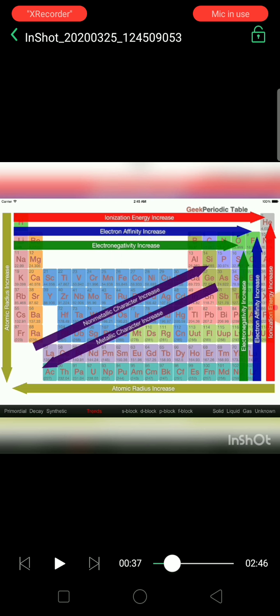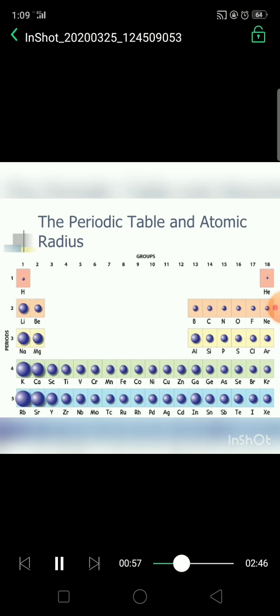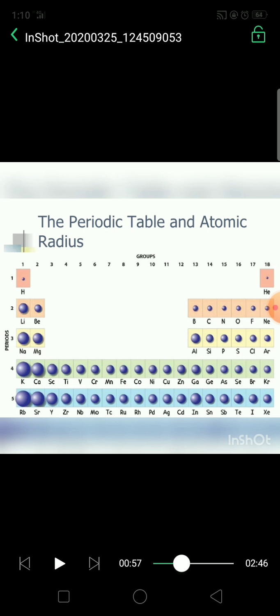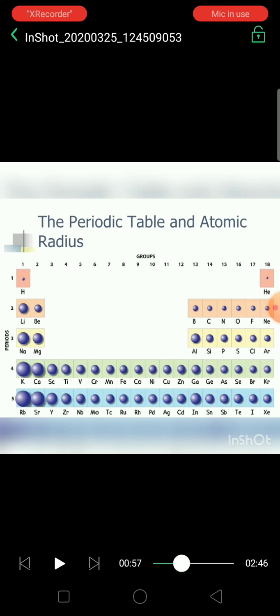If we come down the group, you can see the size is increasing. That means the ionization energy decreases. If you see the outermost electron in the fifth period, 1, 2, 3, 4, 5, rubidium, the size is very large and the nuclear attraction on the outermost electron is low, so it can be easily removed. The ionization energy required to remove that electron is less. So the ionization energy increases across the period and decreases down the group.